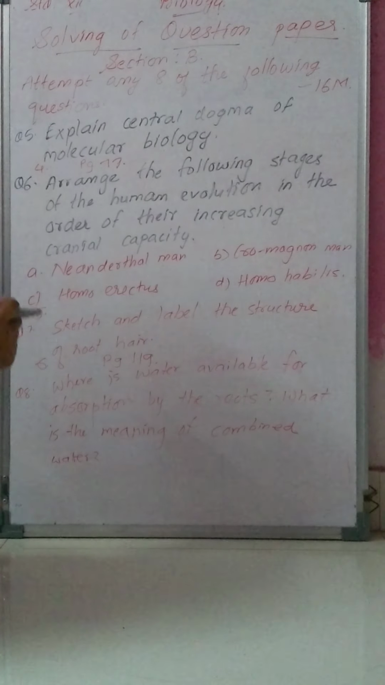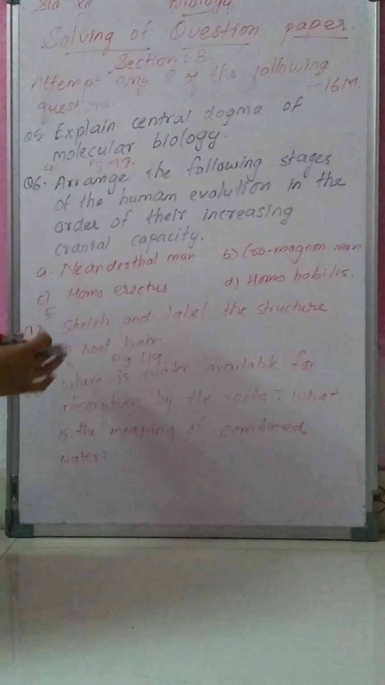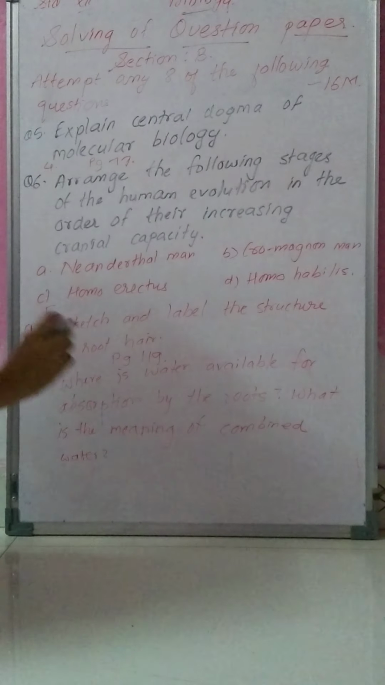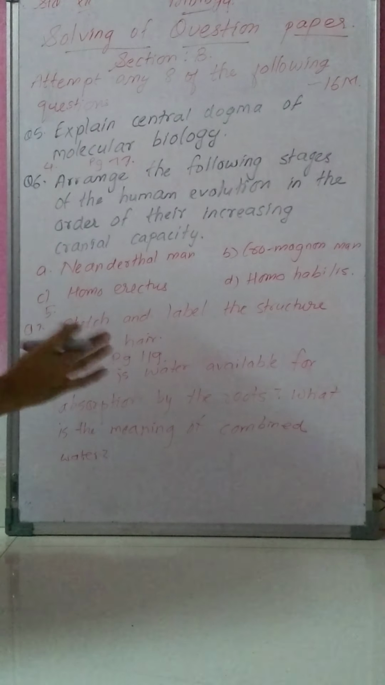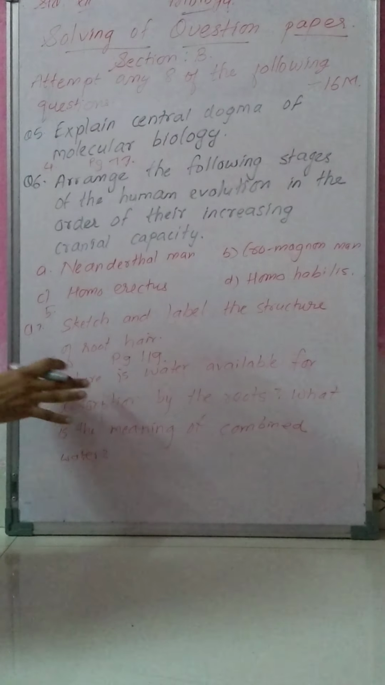For this you have to draw the diagram and label any 3 parts of the structure of root hair. Because it is not specified here, you just have to draw a simple diagram and you can give any 3 labels which you find easy.